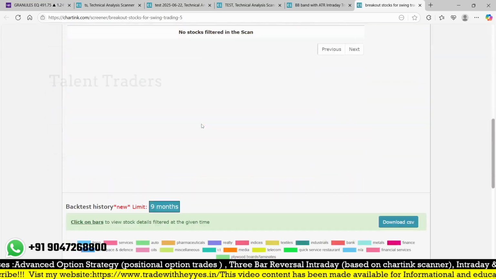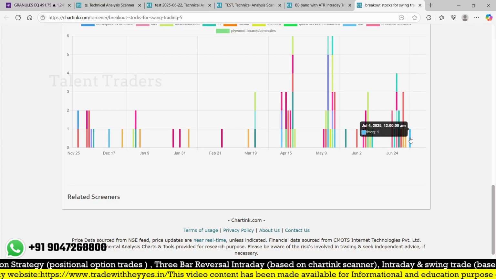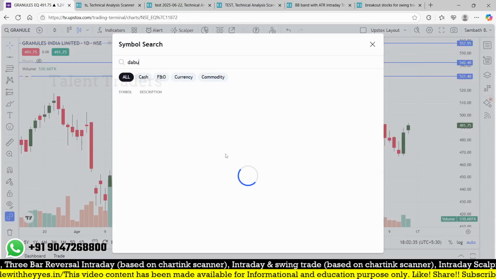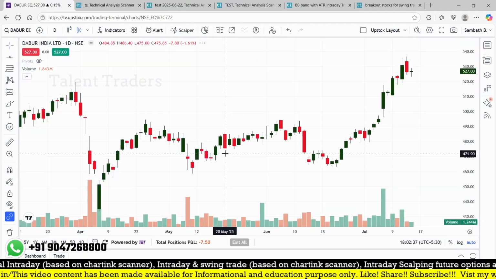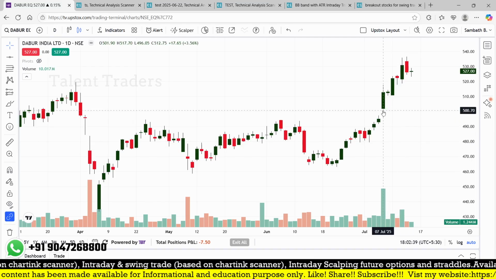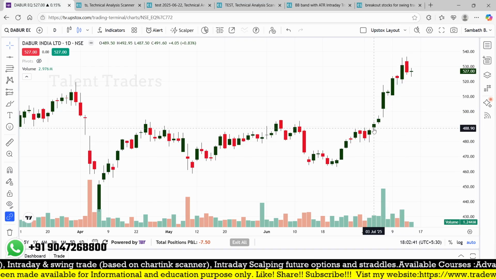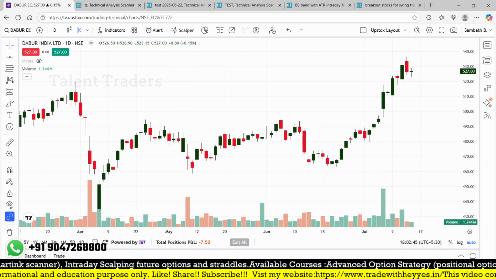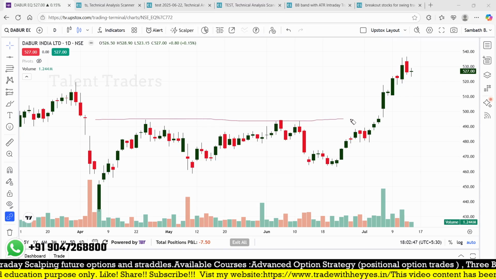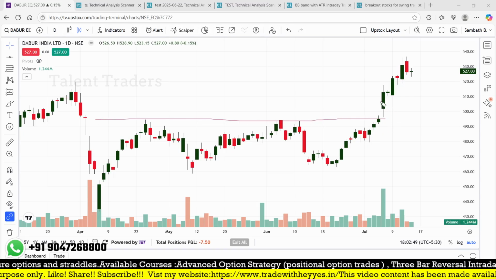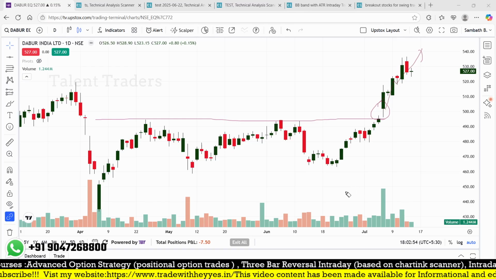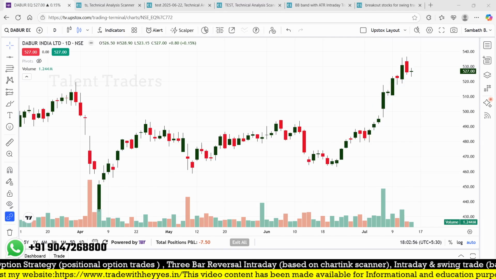This is a breakout swing scanner, a kind of breakout at a higher level. Recently, on 4th July, Dabur. It's a daily scanner. Then, 4th July, maybe this recent swing high, that is a swing breakout. You can check this is the high breakout, this is the day it broke, and after that it moved higher. These are all the things available in the Telegram group.